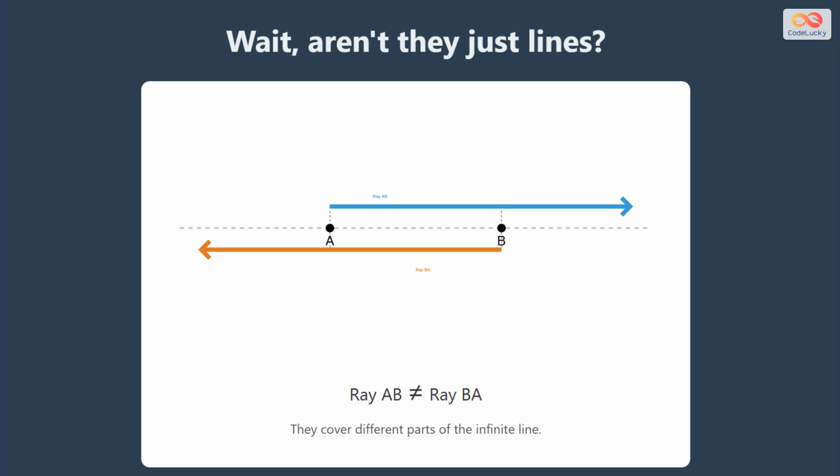Mathematically, these two rays are not equal. Ray AB includes points to the right of A. Ray BA includes points to the left of B. They overlap between A and B, but they extend into opposite infinities.